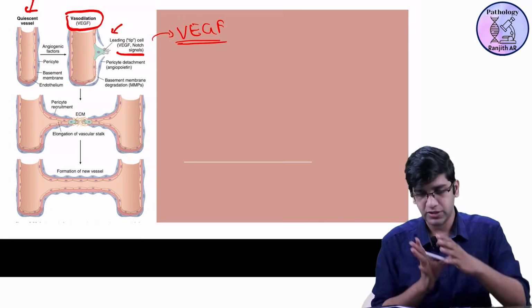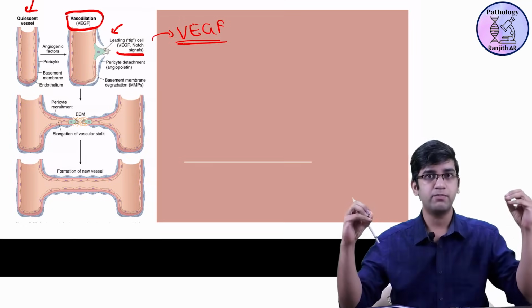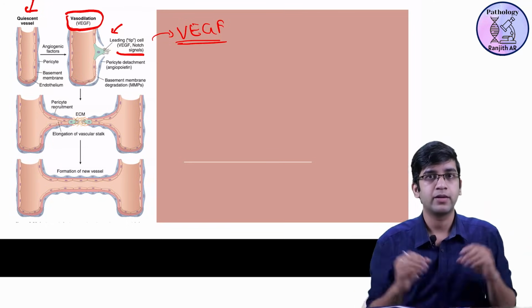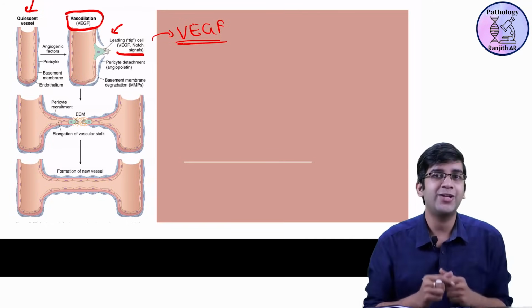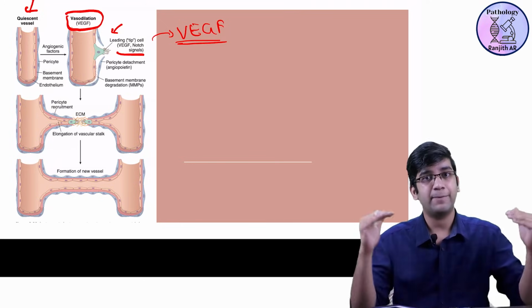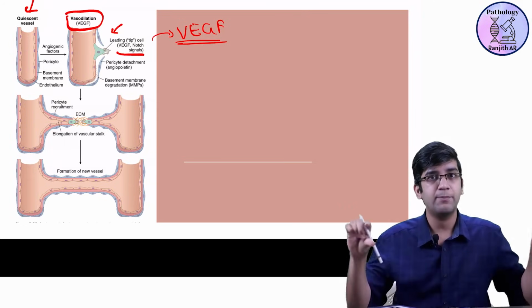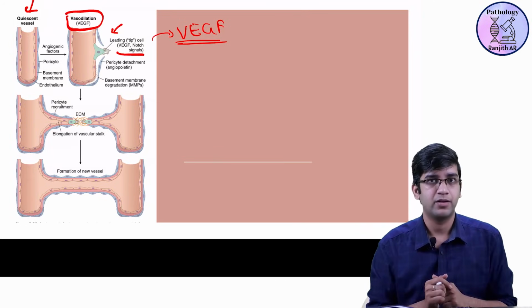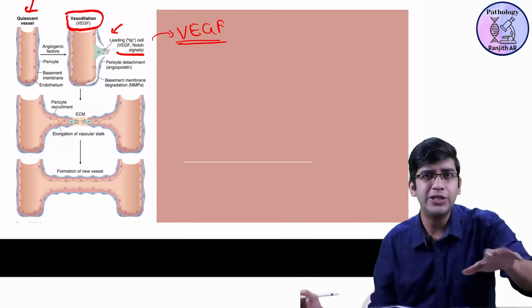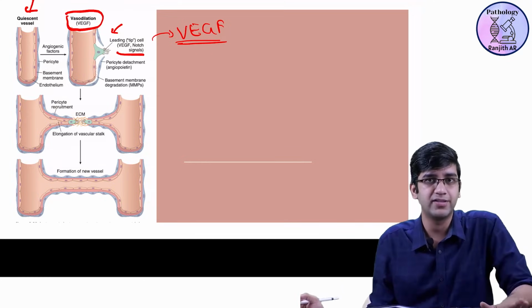Once a sprout comes, I know that I have two vessels here. Both will start sprouting. Then newly formed endothelium will be laid down. Then my basement membrane will be laid down. Then my pericytes will be laid down, one by one, step by step. This is how it's being formed. We need not go into the depths of it. We know it's being formed like this.